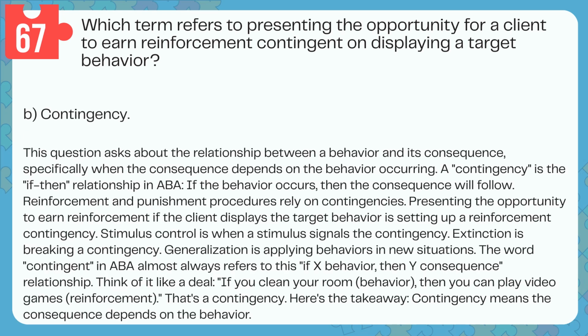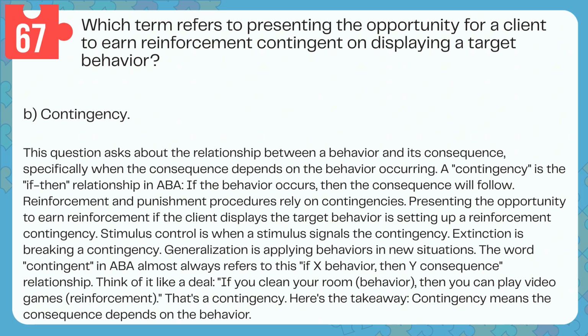Answer B. Contingency. This question asks about the relationship between a behavior and its consequence, specifically when the consequence depends on the behavior occurring. A contingency is the if-then relationship in ABA. If the behavior occurs, then the consequence will follow. Reinforcement and punishment procedures rely on contingencies. Presenting the opportunity to earn reinforcement if the client displays the target behavior is setting up a reinforcement contingency.